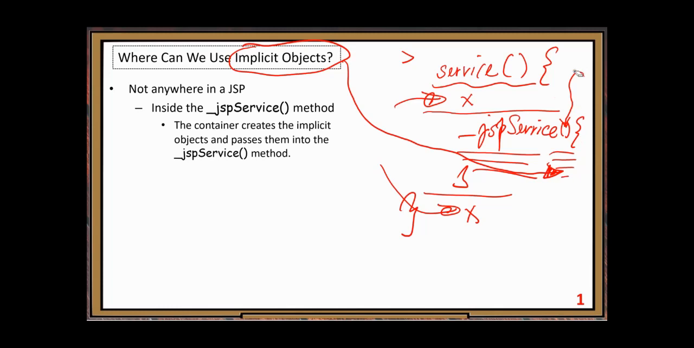In which way? Not necessarily through a parameter, it could be here, at the beginning of this underscore JSP service method. So then after that, you can use implicit objects. All right. Based on that background, because that is the reason behind the way we can use implicit objects, then we can have these rules.